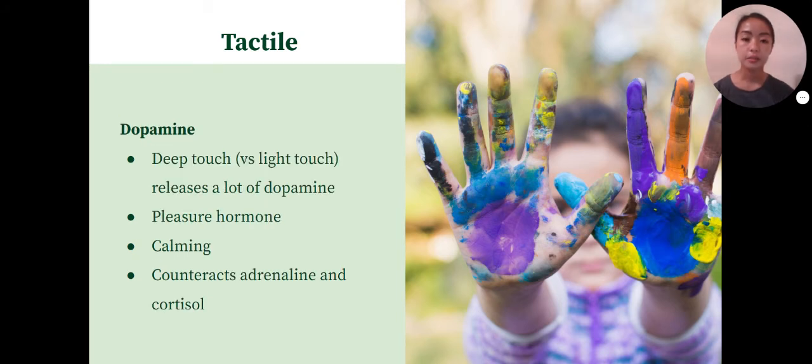The tactile system, like vestibular and prop systems, is also essential for regulation. It causes release of dopamine, also known as a pleasure hormone, and deep touch releases large amounts of dopamine compared to light touch. Dopamine is calming and counteracts adrenaline and cortisol. Adrenaline and cortisol are hormones involved in the body's fight or flight and stress responses.